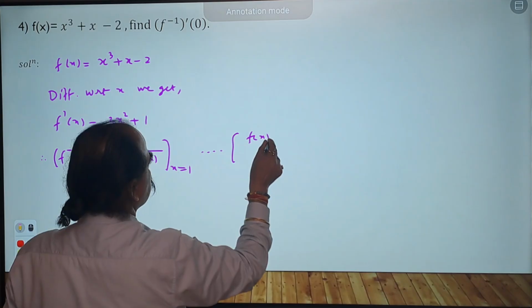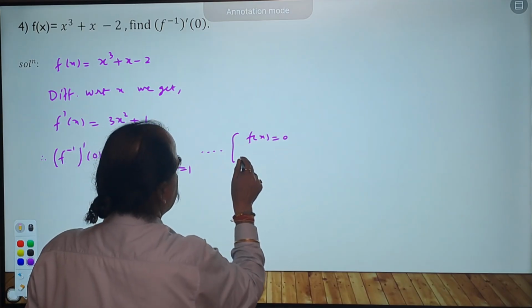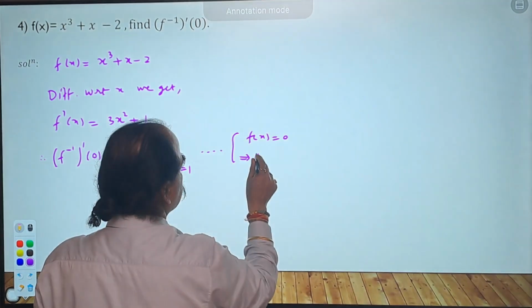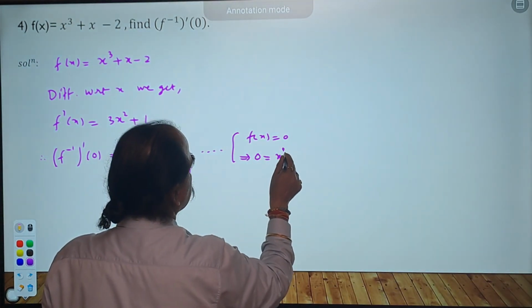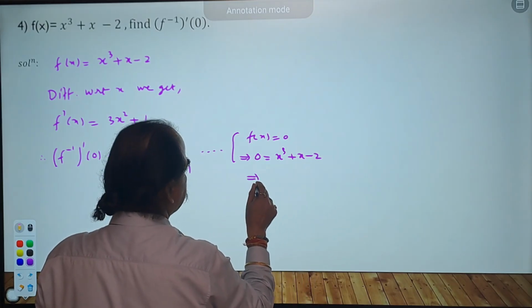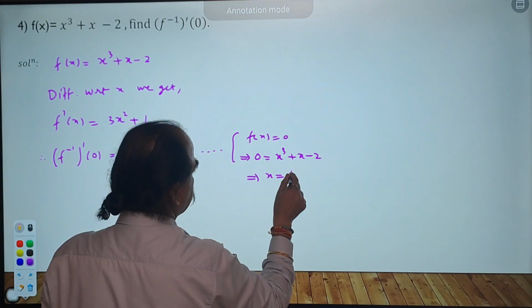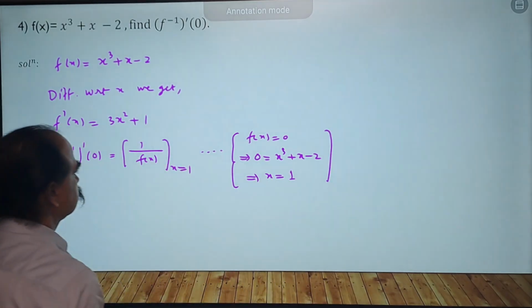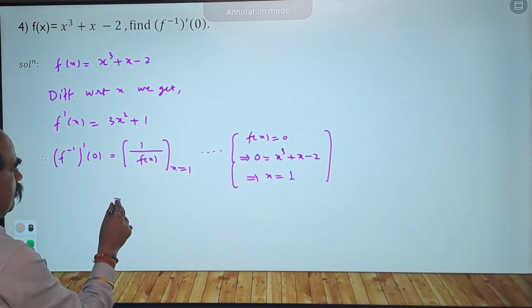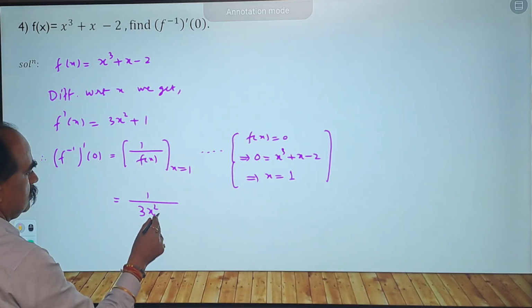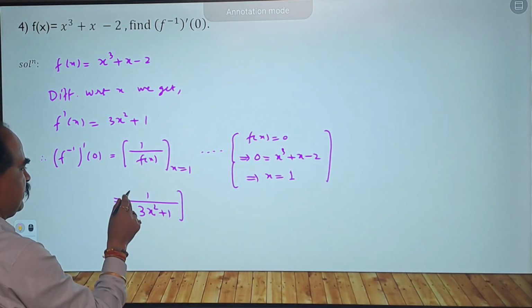The reason is what? f x is 0 implies 0 is equal to x cube plus x minus 2, this implies x has to be 1. So 1 upon f dash x when x is 1.